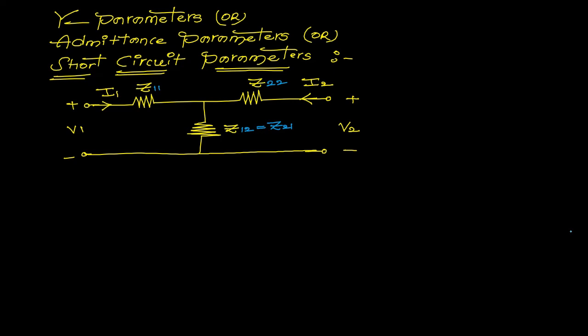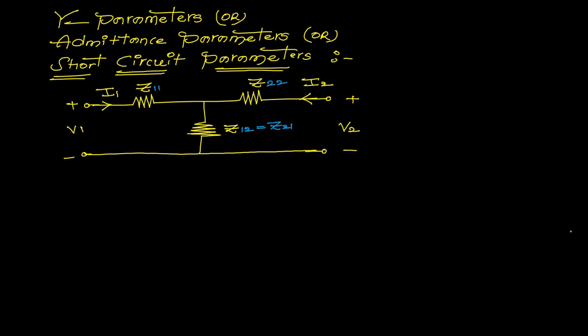Hi friends, in this video we are going to discuss the concept of Y parameters. Y parameters we can also call admittance parameters, or short circuit parameters. We call them short circuit parameters because in order to get these Y parameters, we need to short circuit port 1 and port 2.